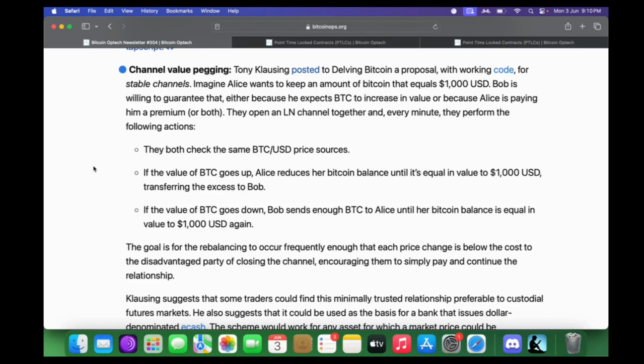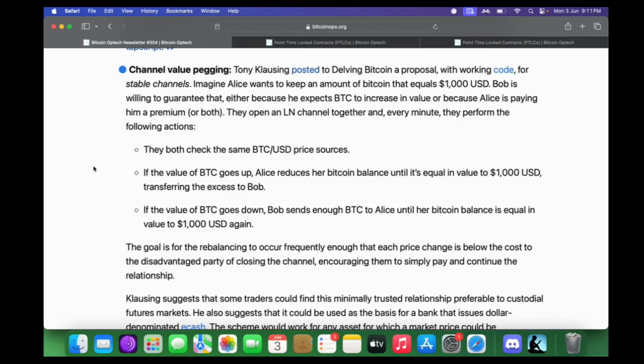At the end of the day, if the price goes up, then Bob benefits. If the price goes down, then Bob loses. But Alice will neither gain nor lose. Her one Bitcoin will be pegged at 70,000 for as long as the stable channel exists. So this is what it is.